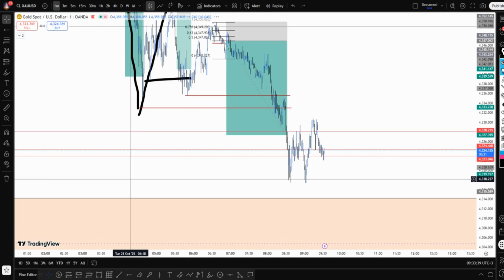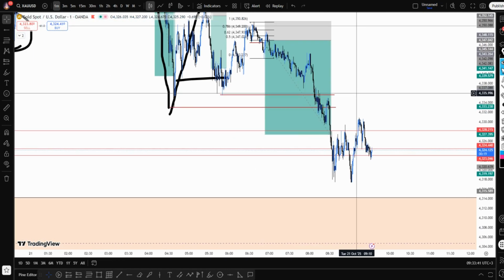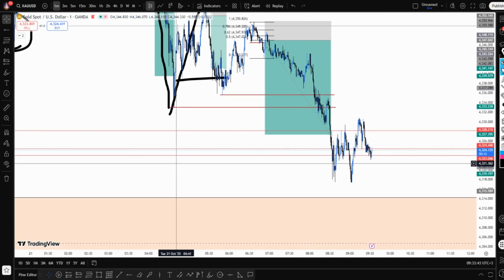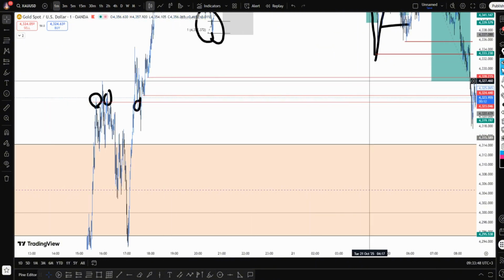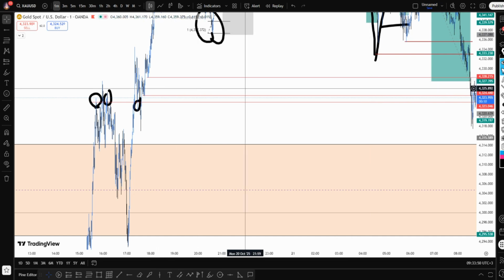But once price gave us the 1 to 5 risk reward trade, we were out of the trade completely. So that's why we target the support and resistance area, because that's where price wants to go, because that's where retail traders are waiting to take their orders.